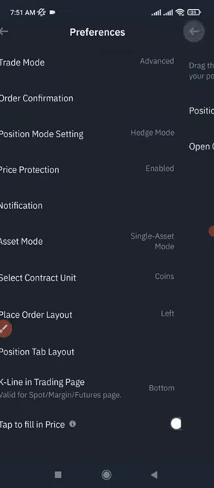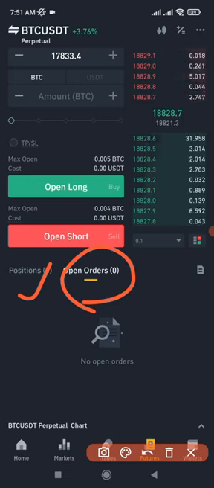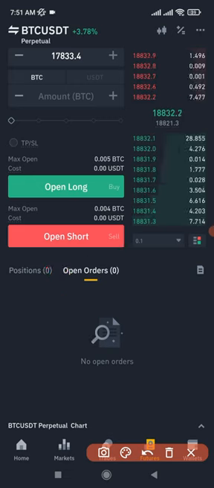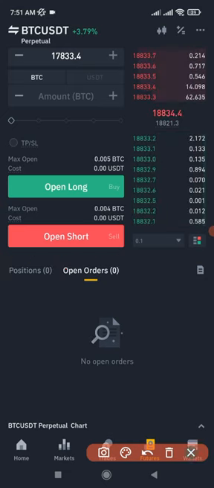With this, now you'll see that my position is now the first one and open order is now the second one. So you can actually tweak this. Whenever I open a position, once it is a pending position, a limit position, it will be in the open orders. Once the position is triggered, you see it in the position tab itself.